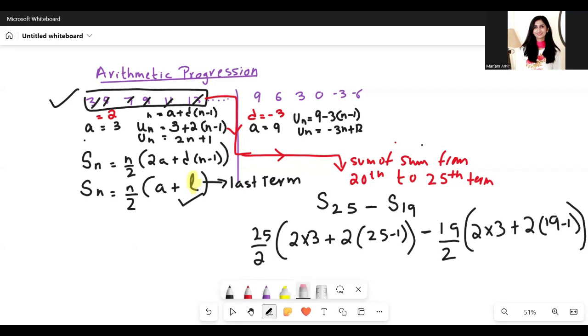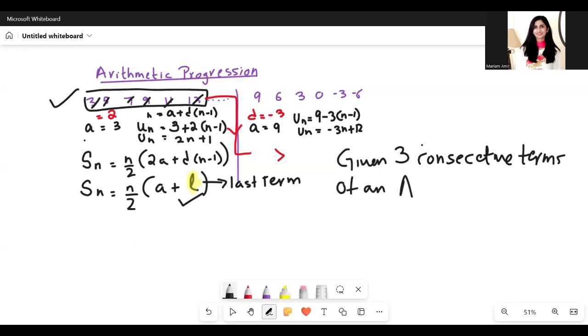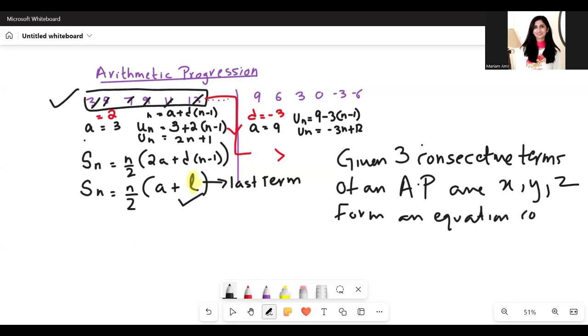One more thing we need to discuss regarding arithmetic progression is how to form an equation if we have three consecutive terms of an arithmetic progression given to us. Let me repeat that. So, given three consecutive terms of an AP, meaning arithmetic progression, are, let's say, X, Y, and Z. Three consecutive terms of an arithmetic progression are X, Y, and Z. Form an equation connecting X, Y, and Z.